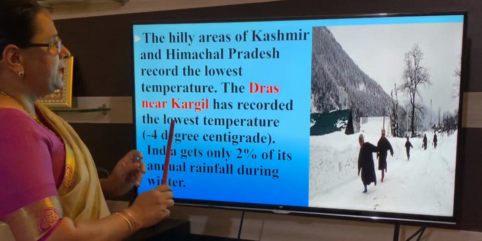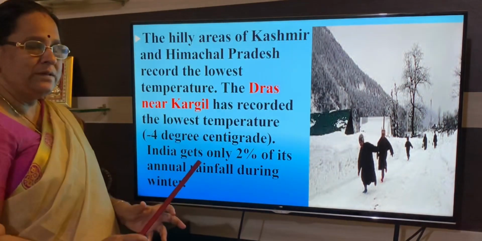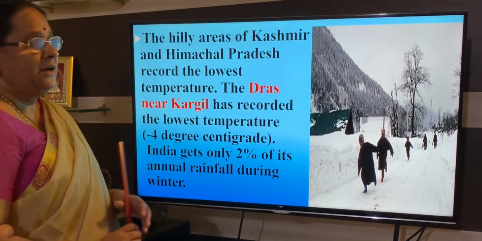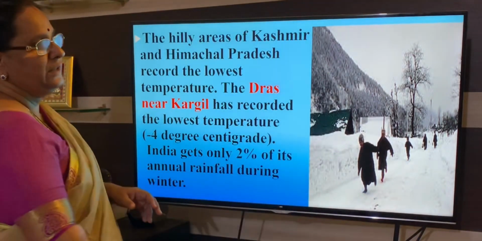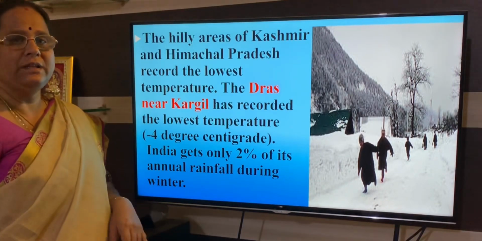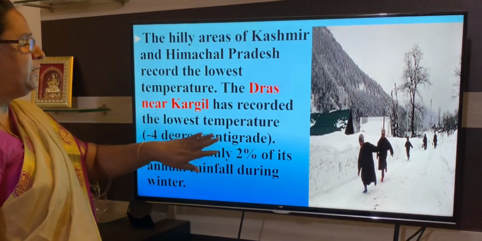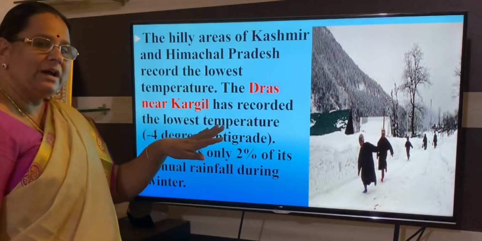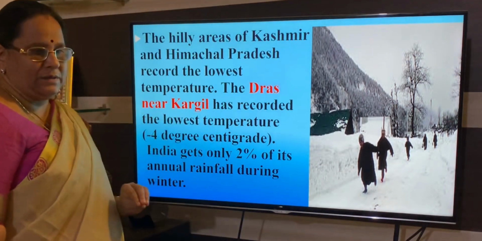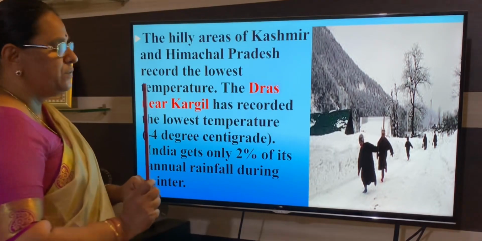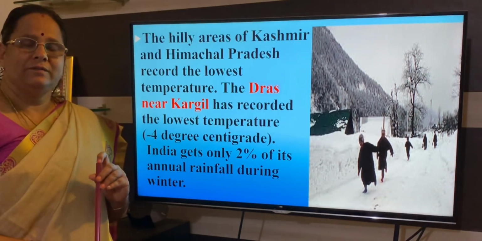So remember, Kargil recorded the lowest temperature, which is -4 degrees centigrade, and this is how it will be during that period, fully covered with snow. This is a region where we have a very cold climate. And during this period, we receive only 2% of rainfall.